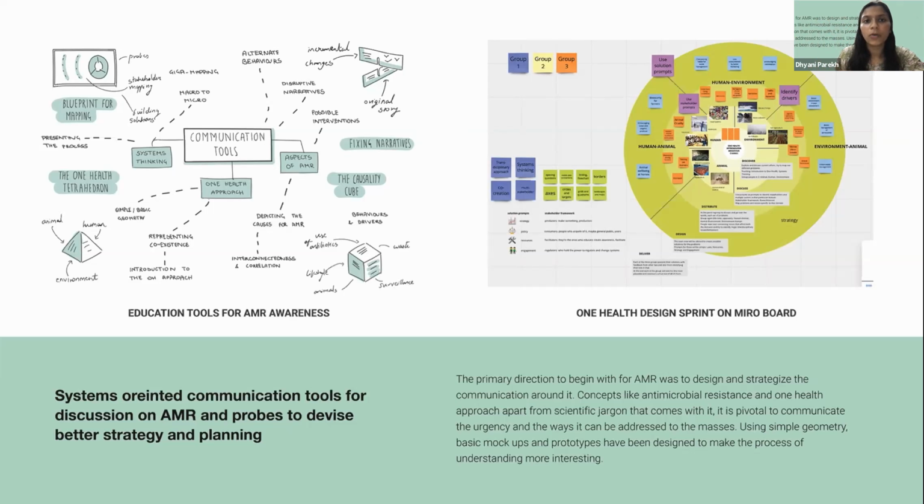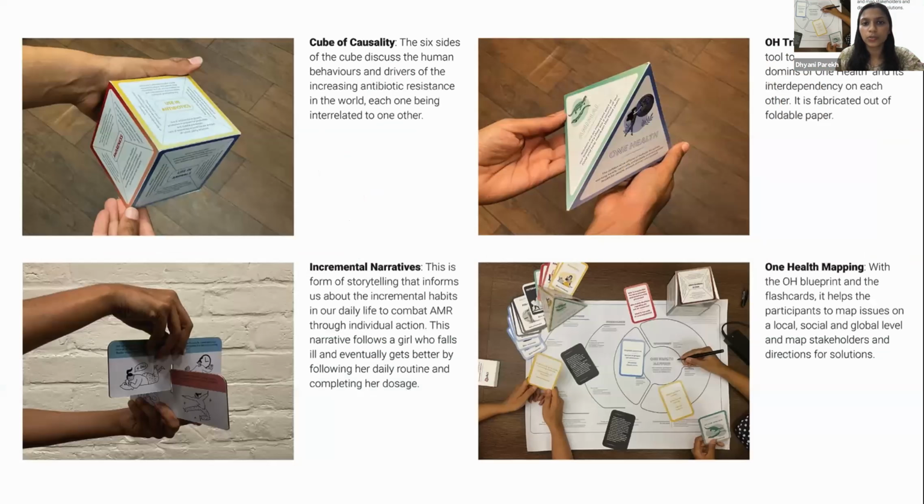So then moving forward, we tried to create communication tools around AMR and with One Health in mind. We had this cube of causality. On 6 sides you have the behaviors and drivers of antibiotic resistance and how each side is connected to each other. Then there were incremental narratives, which was understanding our daily habits and what we do, and adding a little to it so that it becomes better. So how your daily behaviors can impact AMR.